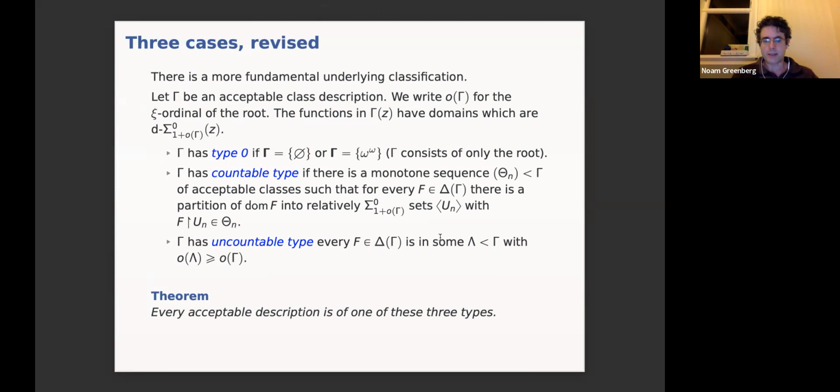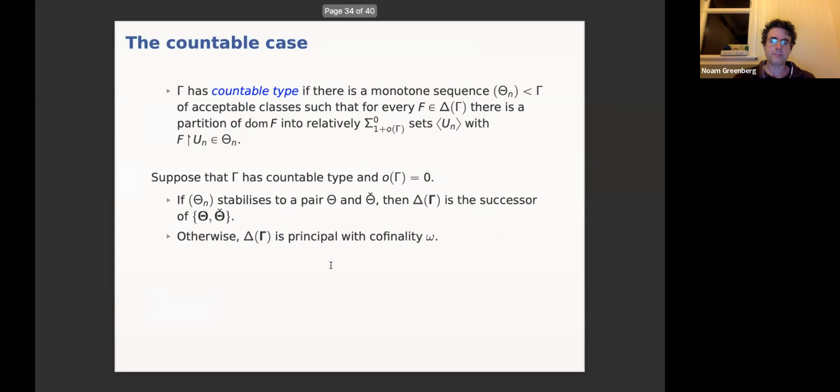Uncountable type means every function in delta gamma belongs to some describable class below you. Countable type means every function in delta gamma, the domain can be broken up into countably many sets in a fixed list, such that on those sets, you're in a lower complexity in a fixed list of classes. So the delta of gamma is really kind of the union of those theta ends. And the main theorem for this talk is that each acceptable description has one of those 3 types. And this is just a restatement of what it means to have countable type.